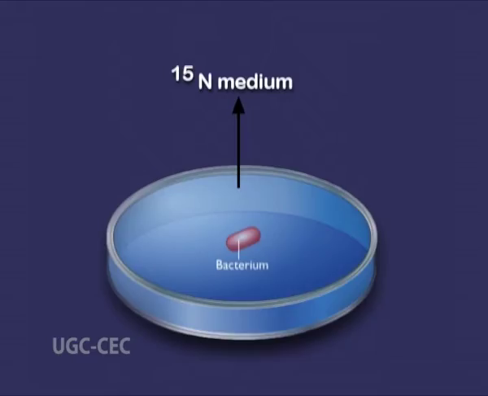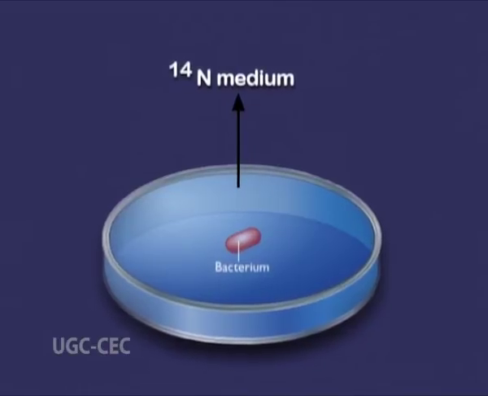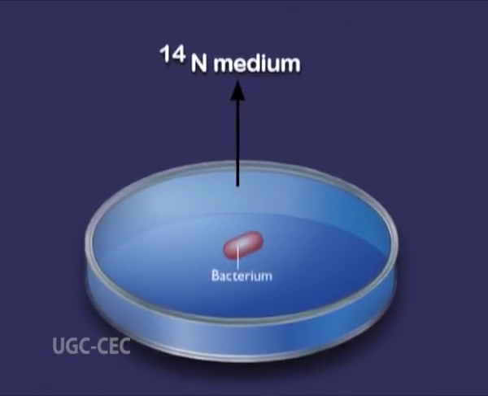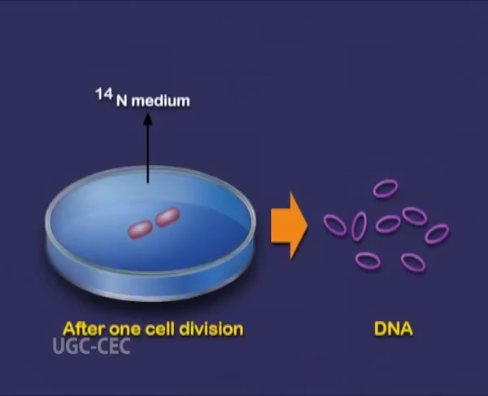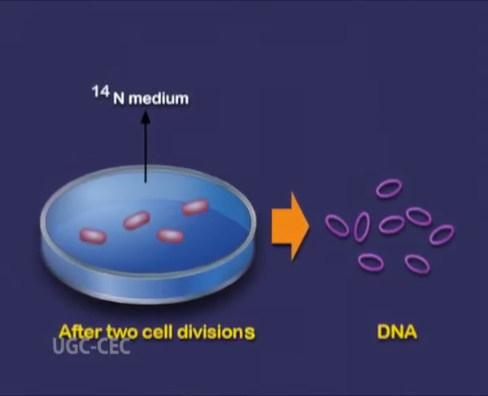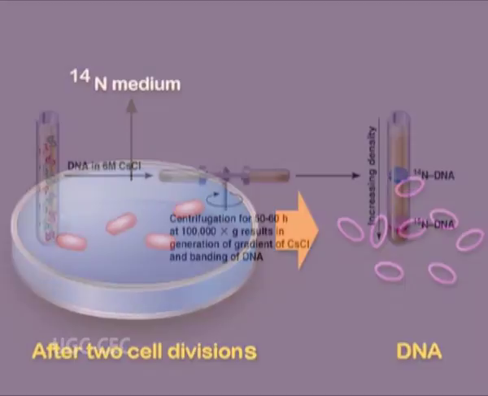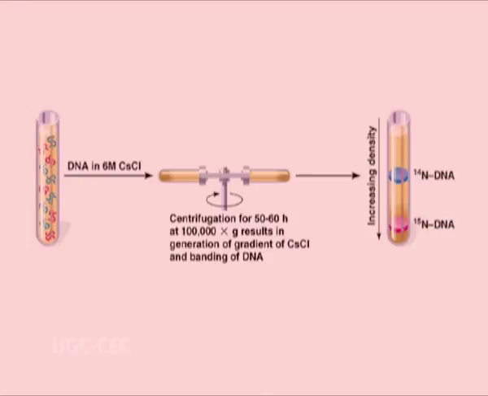Cells were then transferred to normal medium containing ammonium chloride with normal nitrogen, and samples were taken after 20 minutes, that is after one cell division, and after 40 minutes, that is after two cell divisions. DNA was extracted from each sample and the molecules were analyzed by density gradient centrifugation.